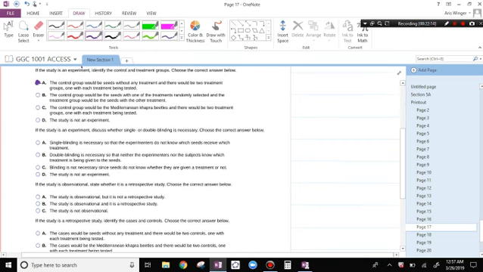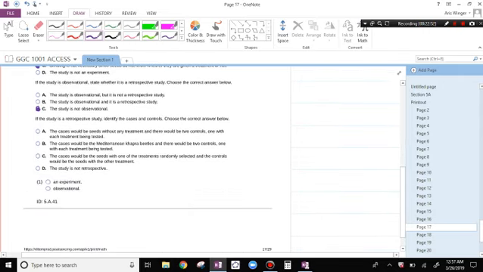The study is an experiment. We don't care about blinding, right? The seeds don't have feelings or know whether they're being given the treatment or not. Blinding is not necessary since seeds don't know whether or not they're given the treatment. The study is not observational, it's an experiment. The study is not a retrospective study.